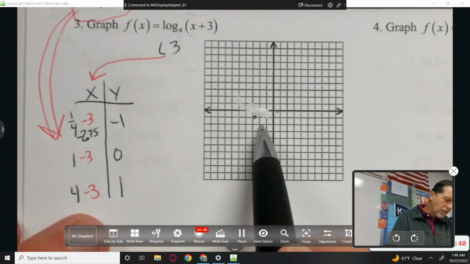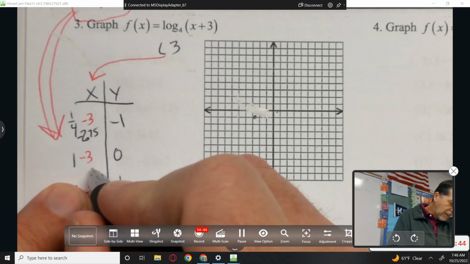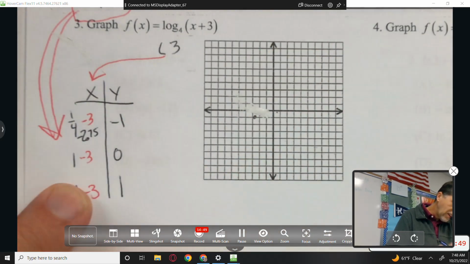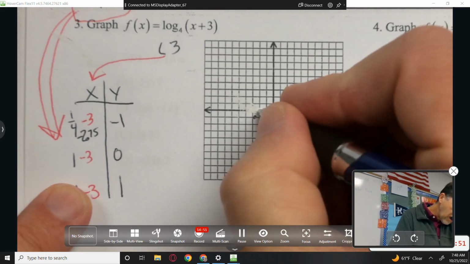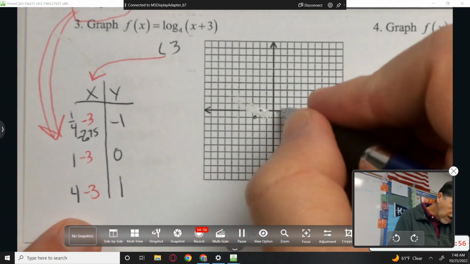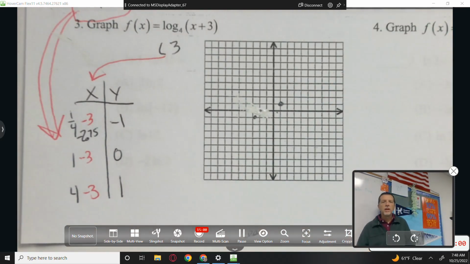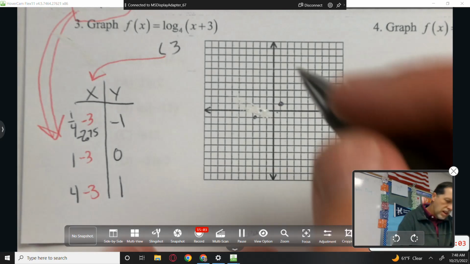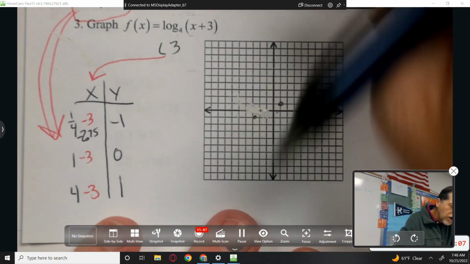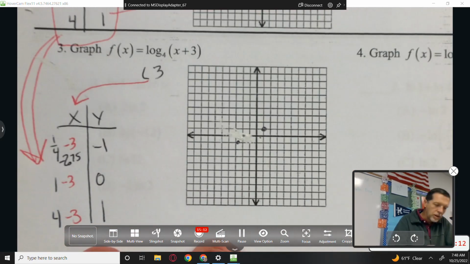Negative 2.75, negative 1. Then negative 2, 0, which is right where my whiteout is now. Right there. And then 1, 1. It may be hard to see that this turns into an asymptote over here, but if we have that original graph to look at, we know all we did was shift it to the left 3.